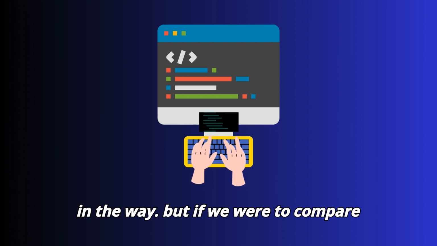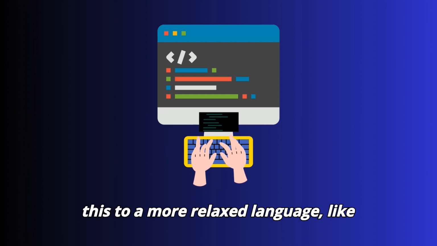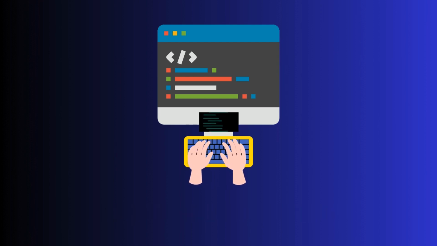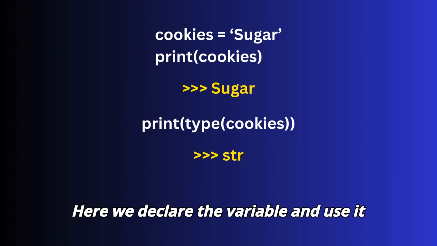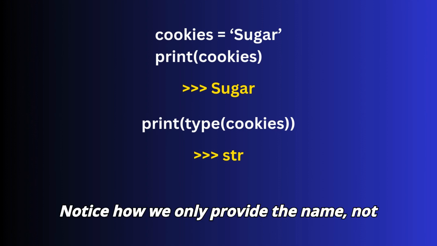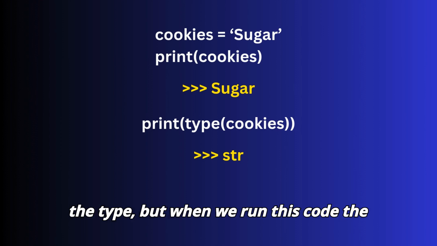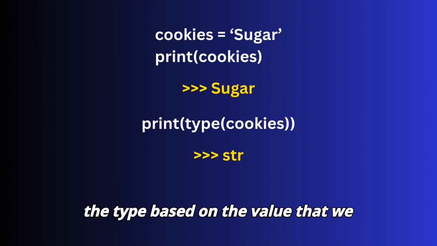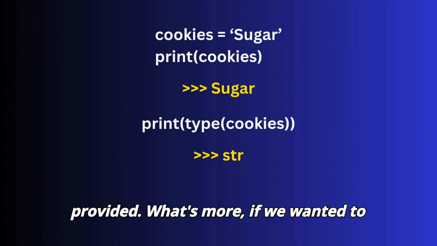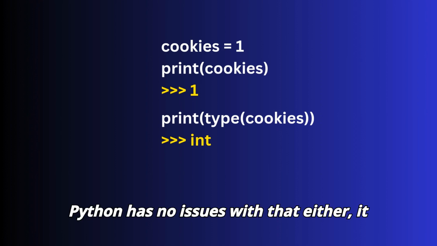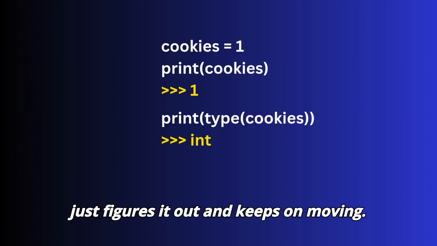But if we were to compare this to a more relaxed language, like Python, we don't need to declare a variable's type before using it. Here, we declare the variable and use it at the same time. Notice how we only provide the name, not the type. When we run this code, the Python interpreter was able to figure out the type based on the value that we provided. What's more, if we wanted to provide a value of a different type, Python has no issues with that either. It just figures it out and keeps on moving.